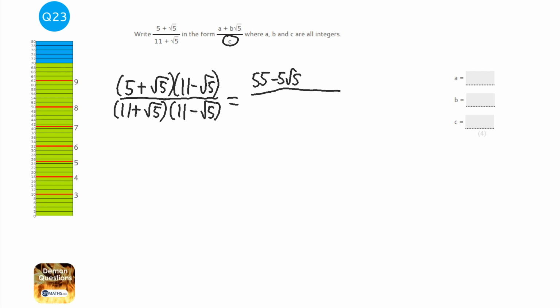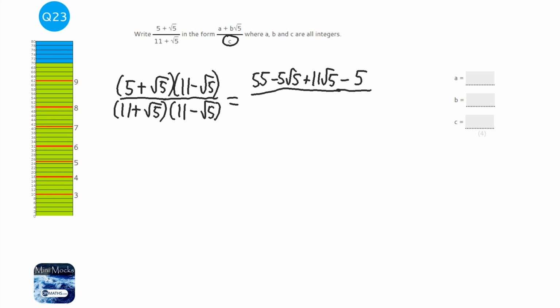I'm going to do 11 times root 5, which is 11 root 5. I'm just going to extend my line a little bit. And root 5 times minus root 5, well, positive times a negative is a negative. And any surd, when you times it by itself, it just becomes that number. So root 5 times root 5 is just 5.